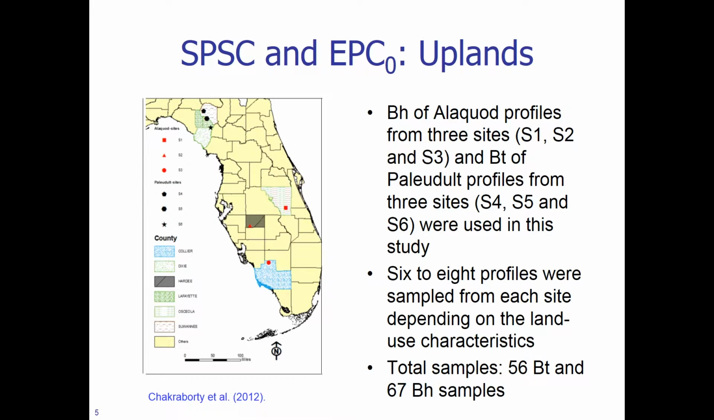Now, let us look at the relationship between SPSC and EPC0 for upland soils. What we have here are the Bh and Bt horizon profiles from 3 sites, S1, S2, and S3, and the Bt horizon profiles from 3 sites again, S4, S5, and S6. 6 to 8 profiles were sampled from each site depending on the land use characteristics, so that we have a total of 56 Bt and 67 Bh samples.